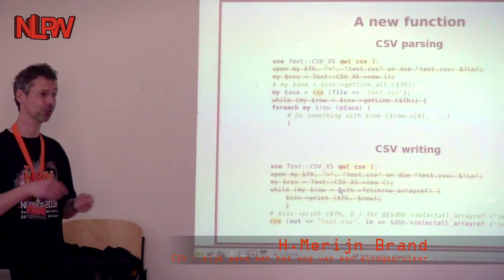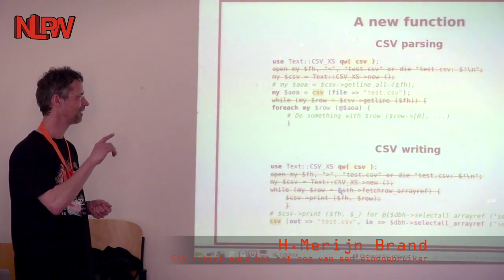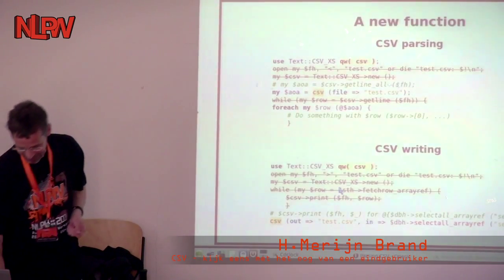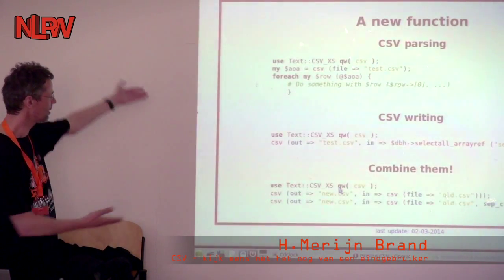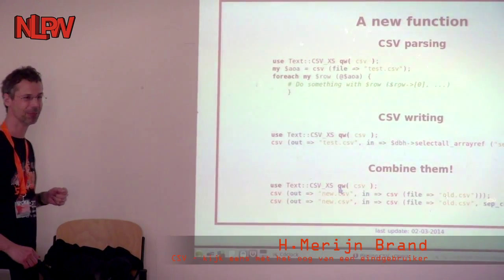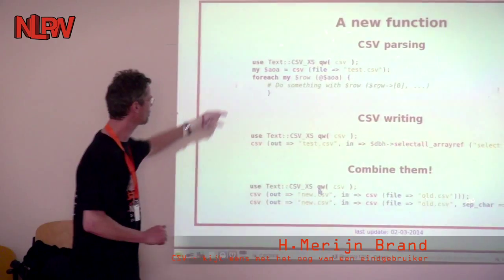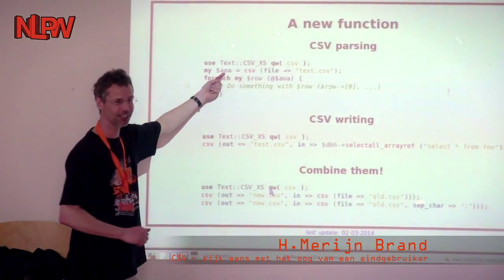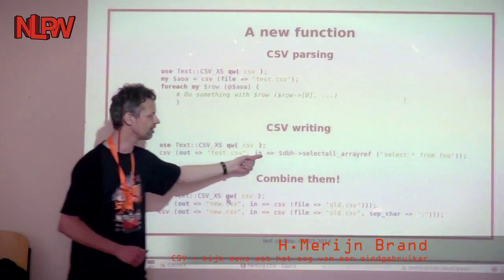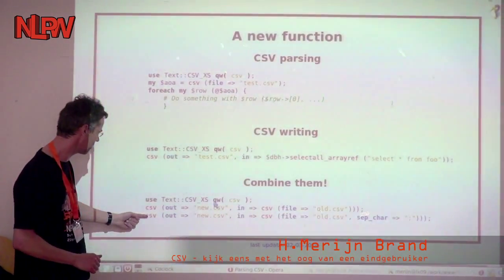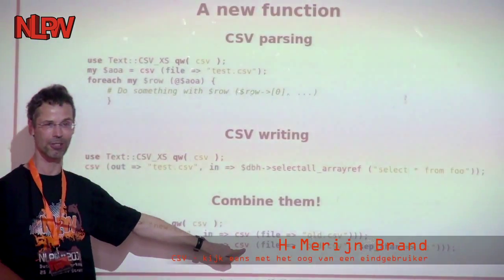I've had a lot of discussion also in Amsterdam with the programmers, and I'll show you why. So this is what it looks like. But now you can combine them, and I answer your question. Because the output of a CSV is an array of arrays, and the input of an output is an array of arrays, I can combine them and I say the output is a new file, the input is the output of the CSV function.